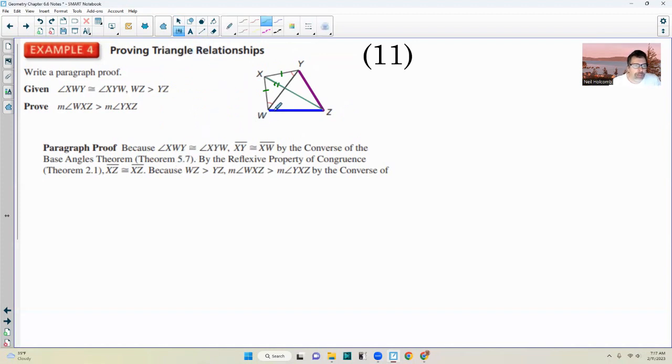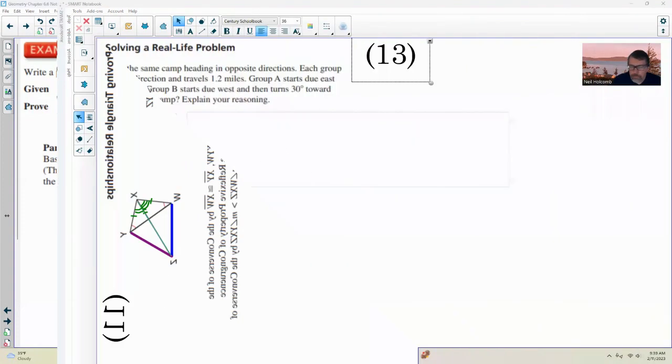So because WZ is greater than YZ, which is what we were given, the measure of angle WXZ has to be greater than, I'll put 3 marks, YXZ, I'll put 2, by the converse of the Hinge theorem. That one was a little tricky, but now it makes sense. It's an isosceles triangle, and voila. So now you should be able to do problem number 11.